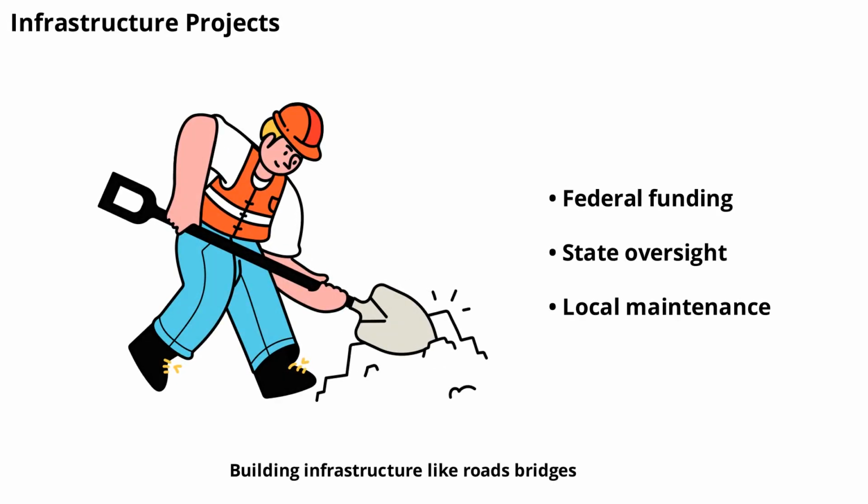Building infrastructure like roads, bridges, and schools requires cooperation between all levels of government. Federal grants may fund large projects, states oversee construction, and local governments handle maintenance. This collaboration helps create and sustain the facilities we use every day.